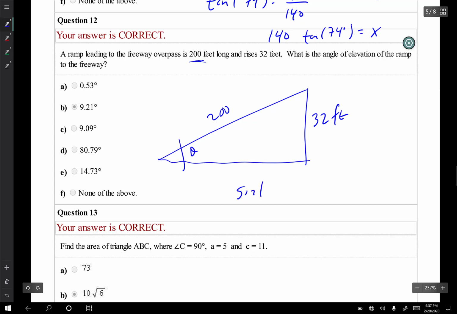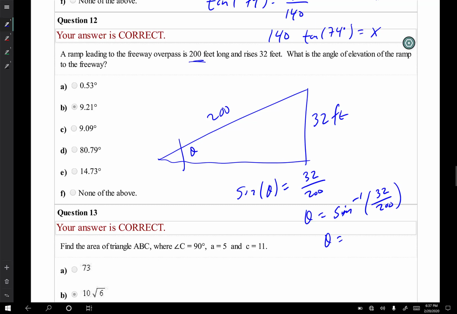So sine theta equals 32 over 200. That reduces, of course, but I'm not going to bother. I'm just going to take the inverse of that. So arc sine of 32 divided by 200. Yay, how much fun is this, guys? Don't answer that. And you get 9.2069 degrees. And there it is. Yay. I hope you guys are happy.